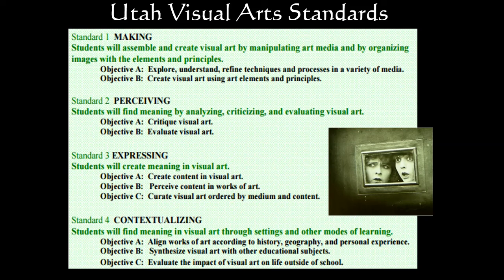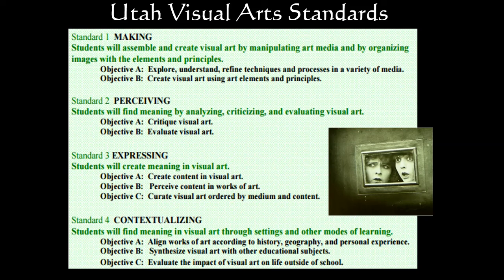Standard 2 is perceiving, and this is the process of taking things in. If it's visual art, we are perceiving them with our eyes. We're taking that information in, we're processing it, we're making sense of it by analyzing, criticizing, and evaluating it. This is critiquing, this is evaluating. Standard 2, perceiving.